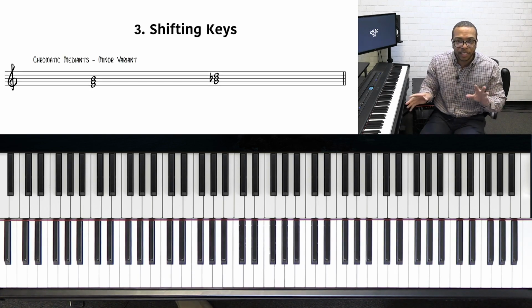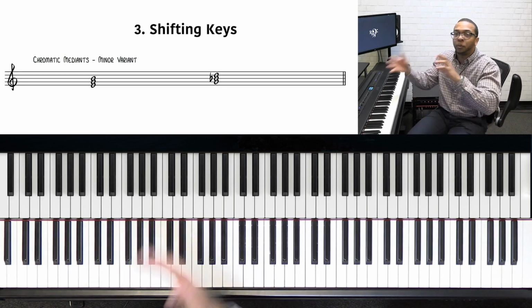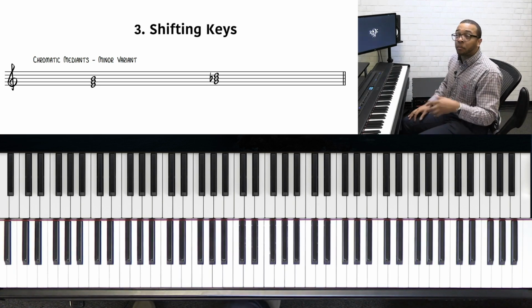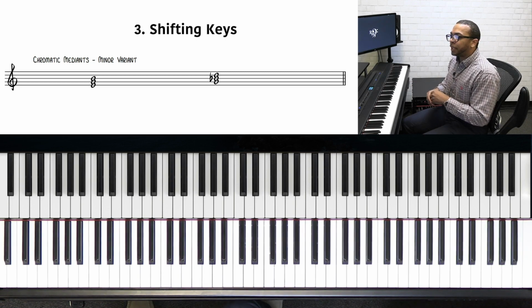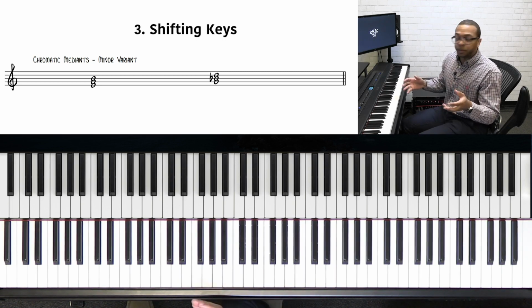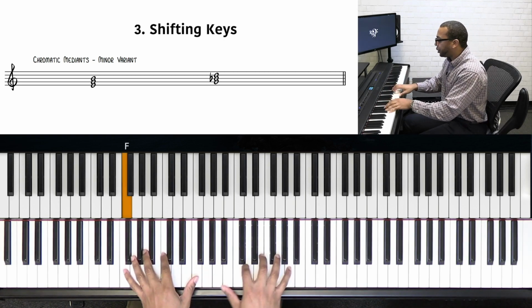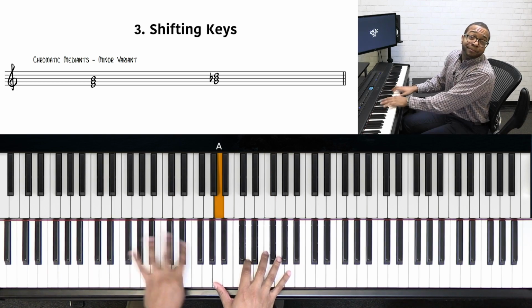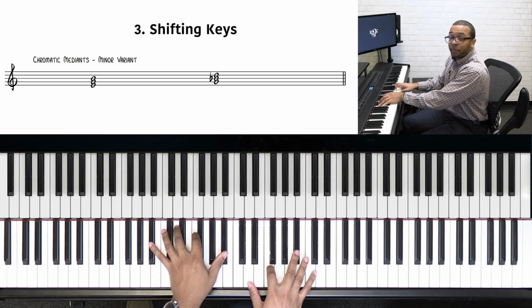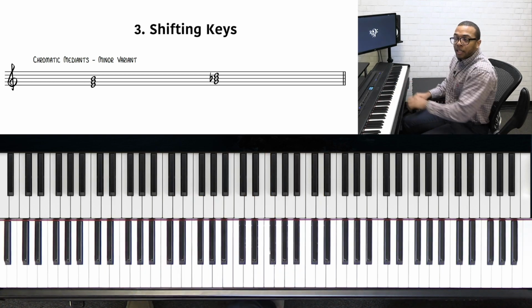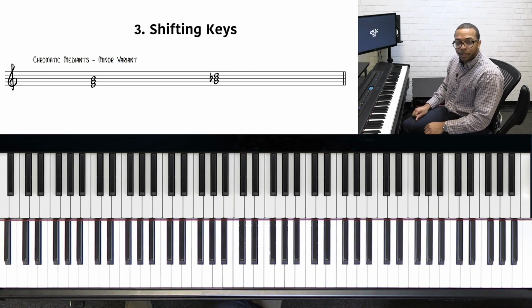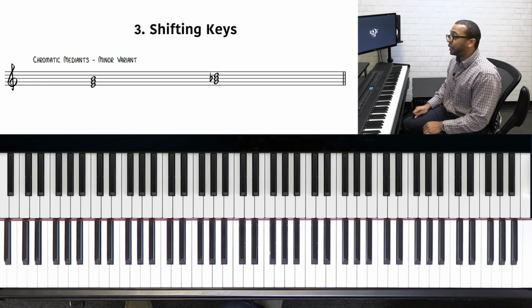Next would be shifting keys, and here we can modulate from one key to the next in the most uncommon way. Very common modulations or transpositions are where you go to keys that are closely related. Like if we're in F major, a closely related key would be D minor or B flat major. But if you want to make something real spooky and unexpected, try to go to some distantly related keys.